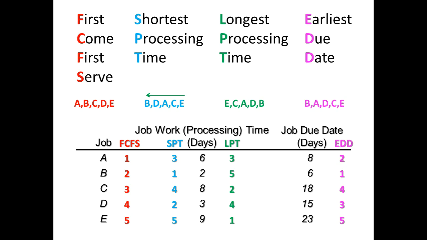How do we know which sequence should be used? In order to do that, we need to evaluate these sequences using the 4 important criteria. Let's have a look at the first rule and its job sequence.